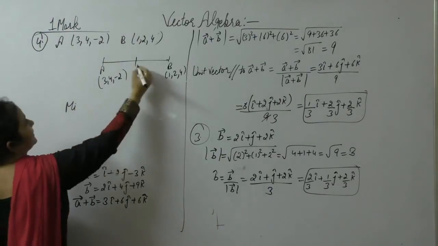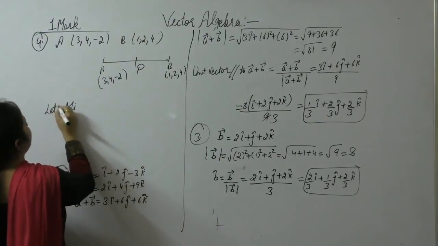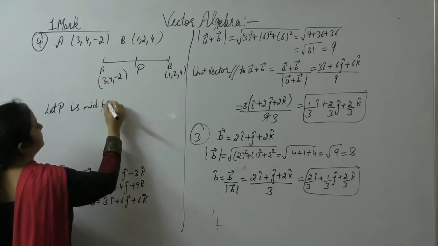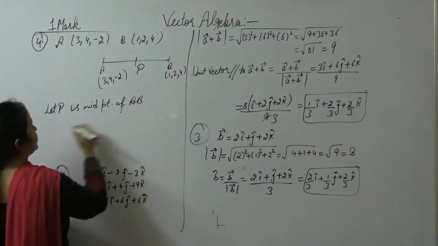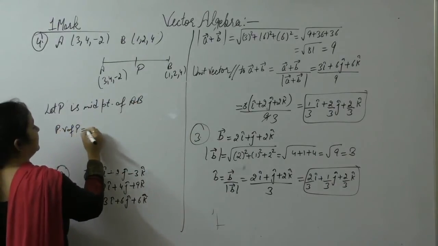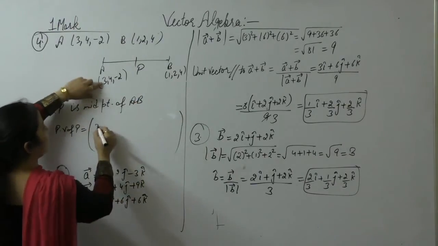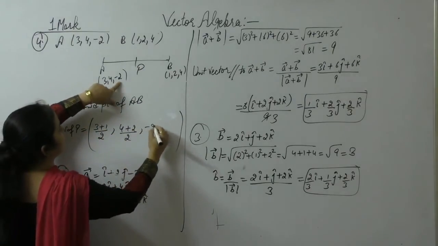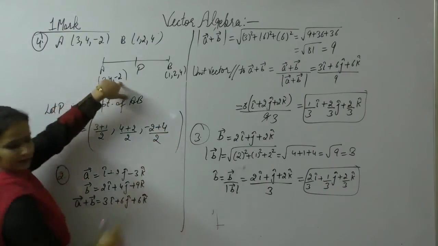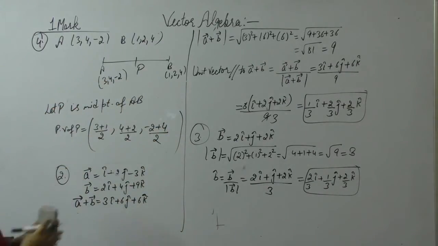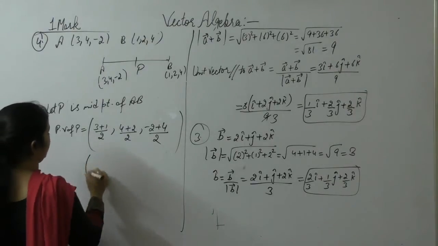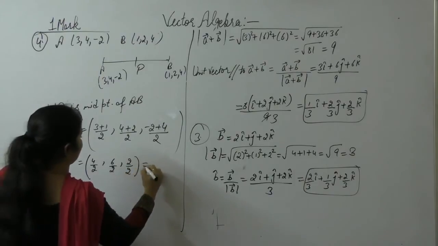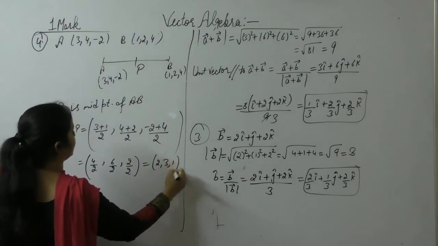We know, let P be the midpoint of AB. Then the position vector of P is (x1 plus x2 by 2, y1 plus y2 by 2, z1 plus z2 by 2), that is 4 by 2, 6 by 2 and 2 by 2, that is 2, 3 and 1.